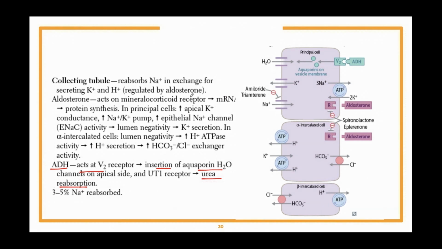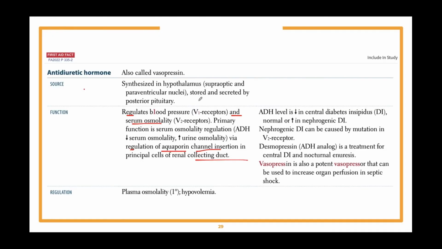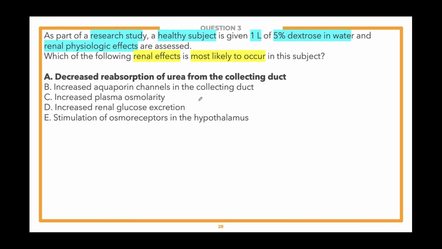So let's go back to our question and our answer choices. Now, hopefully you can see why answer choice A is the best answer, okay? We have decreased reabsorption of urea from the collecting duct. Answer choice B is half correct. The aquaporin channels are affected, but it's decreased aquaporin channels, not increased. Okay, so answer choice B is kind of flipped.